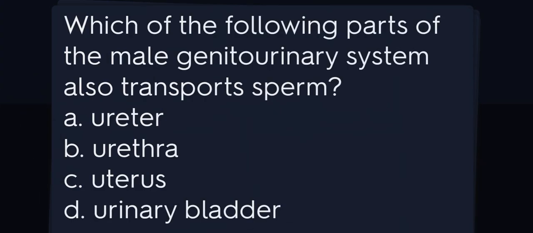Which of the following parts of the male genitourinary system also transport sperm? A. Ureter. B. Urethra. C. Uterus. D. Urinary bladder. B. Urethra.